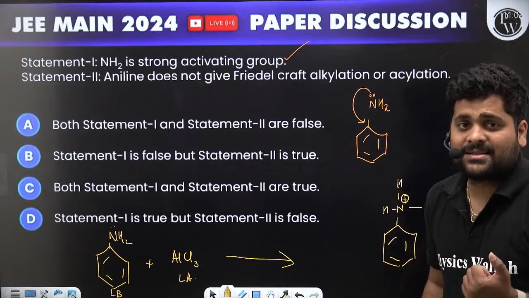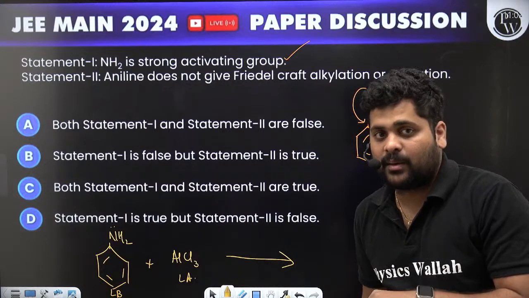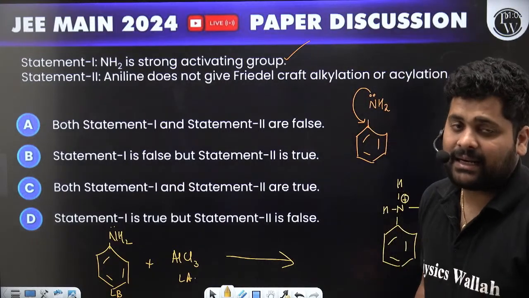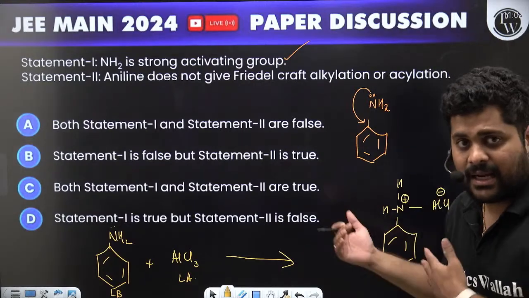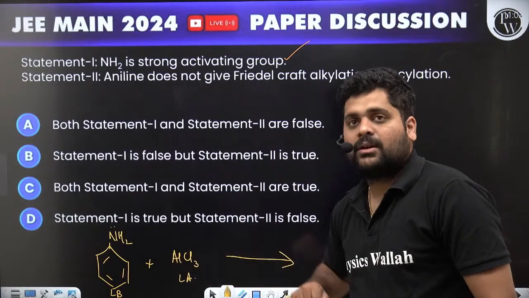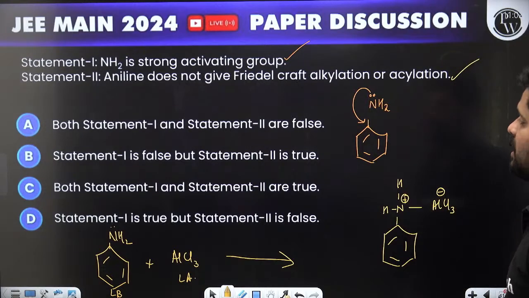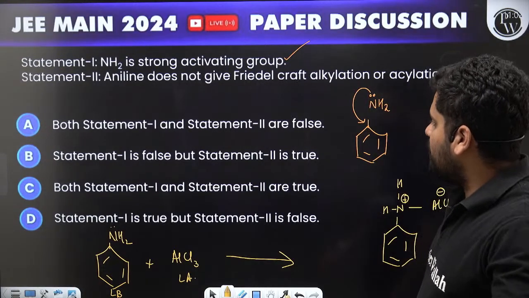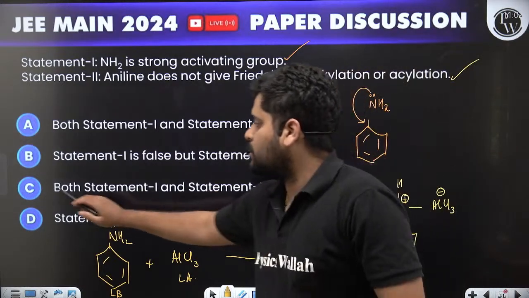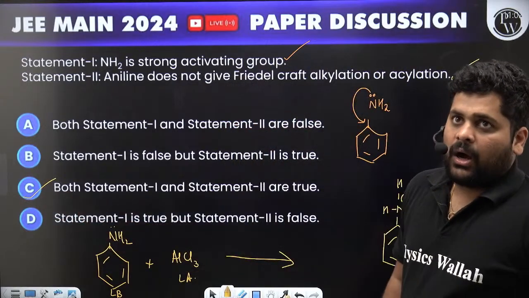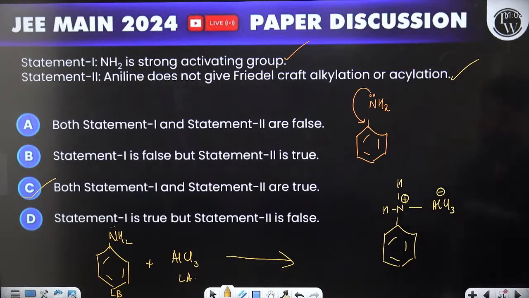Since it forms a salt, it does not react with RX haloalkane or RC double bond O X, which can be an acid halide, or it can react with an ester in Friedel-Crafts acylation, or with an acid anhydride. That reaction does not happen. Rather, aniline reacts with a Lewis acid. So aniline does not give Friedel-Crafts alkylation or acylation. That is also correct. So statement 1 and statement 2 both are true. The correct answer for this question is option C. Clear, everyone? Now, moving on to the next question.